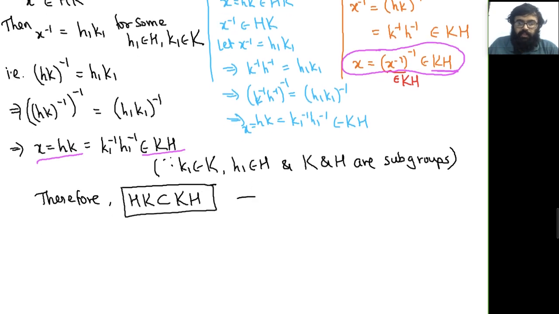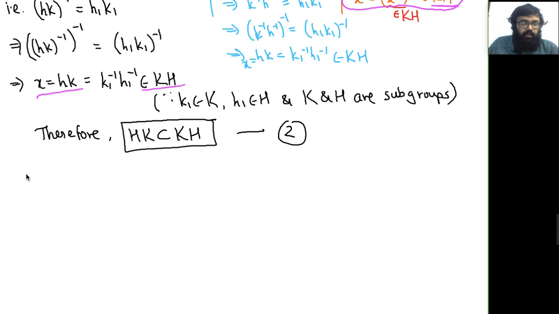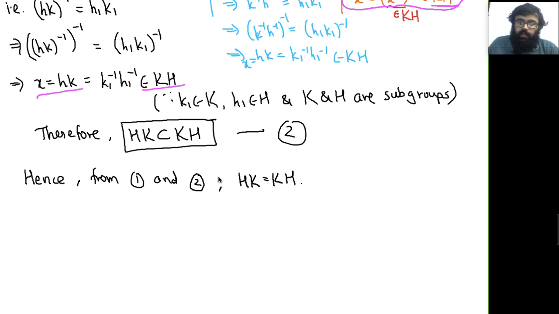Okay, so now this is number 2, and finally we want to write a sentence which makes us very happy. Hence, from 1 and 2, we have HK equals KH. So HK is a subgroup if and only if HK equals KH. That takes care of our first purpose. Given H and K subgroups of G, HK is a subgroup if and only if HK equals KH. Now coming to the second purpose, our second observation.